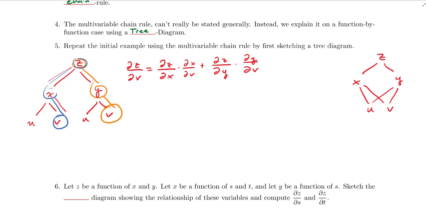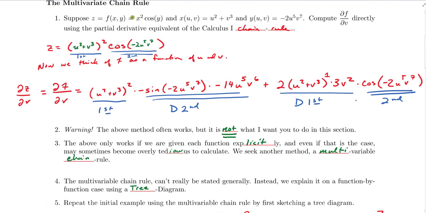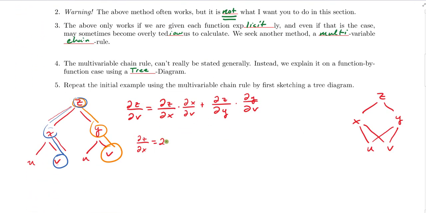So what we've got now is we've built ourselves a recipe for computing partial z, partial v. To do so, we need to compute all of these intermediate partial derivatives. Well, just using our skills from the previous section, we know that partial z, partial x, if we go back to the original function here, we're going to treat the cosine y factor as if it were a constant, and we would just have the derivative of x squared, so that would be 2x cosine y.